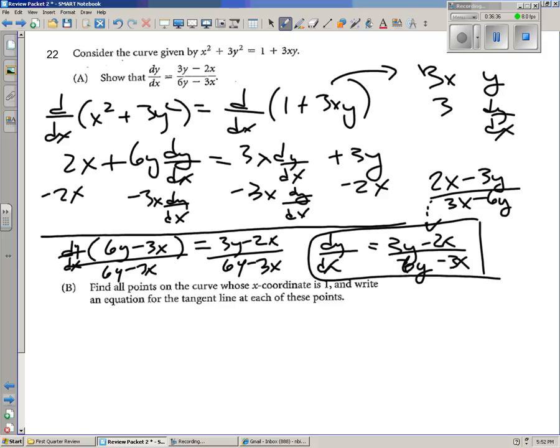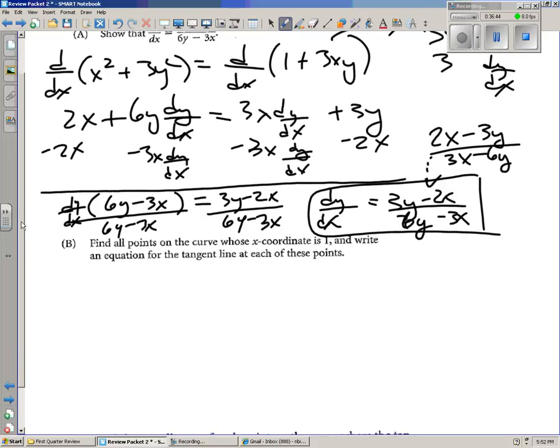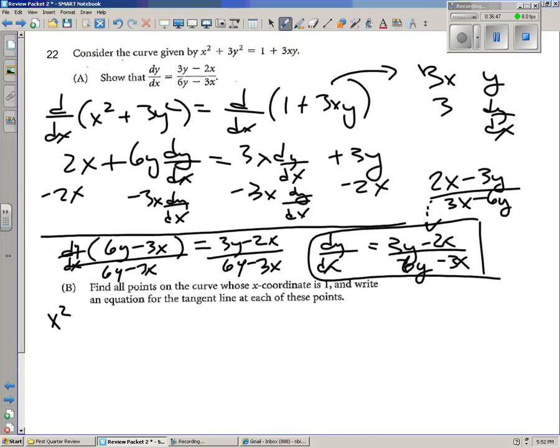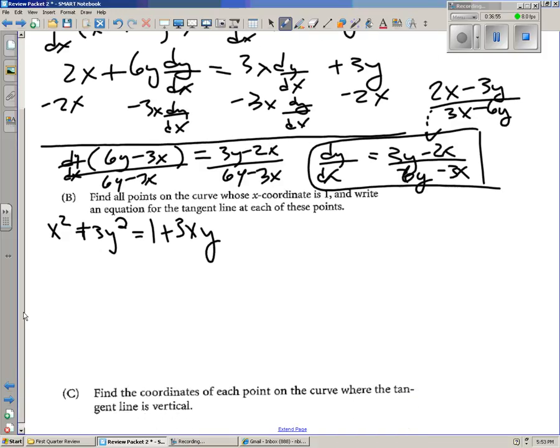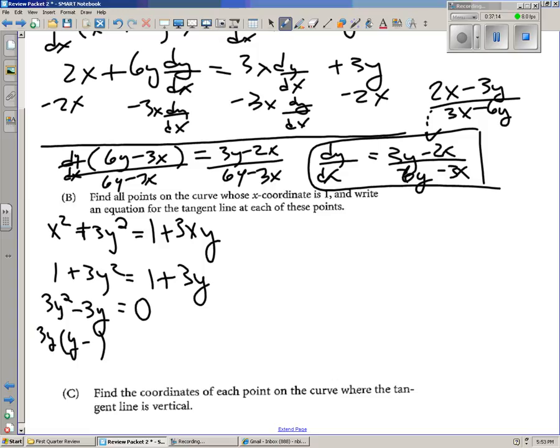All right, it says find all points on the curve whose x-coordinate is 1, and write the equation for the tangent line at each of these points. So if we're looking at the original curve to find these coordinates, the original curve is x squared plus 3y squared equals 1 plus 3xy. When x is 1, we get 1 plus 3y squared equals 1 plus 3y. This is a quadratic. We're going to move everything over to where the quadratic term is. So we get 3y squared minus 3y. The 1's go away, which is nice, equals 0. So the 3y factors out, and we get 3y times y minus 1 equals 0.